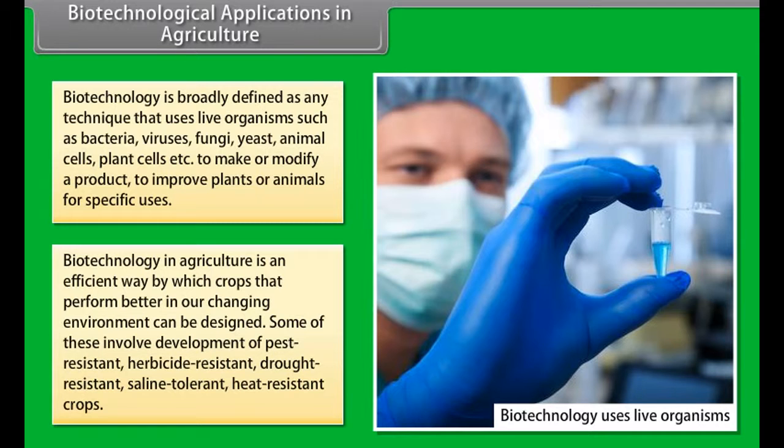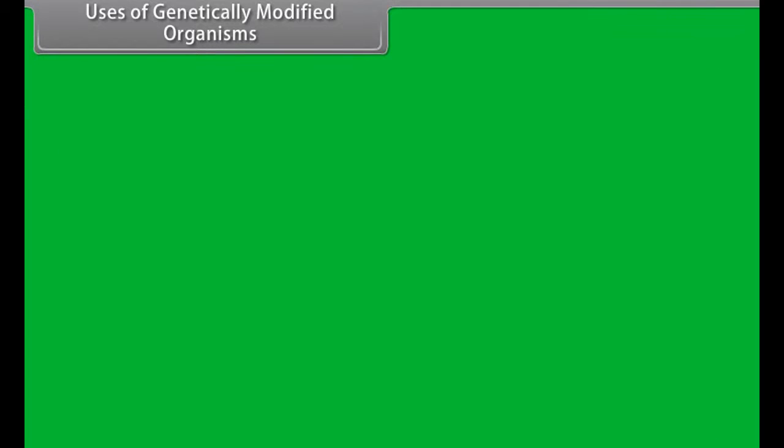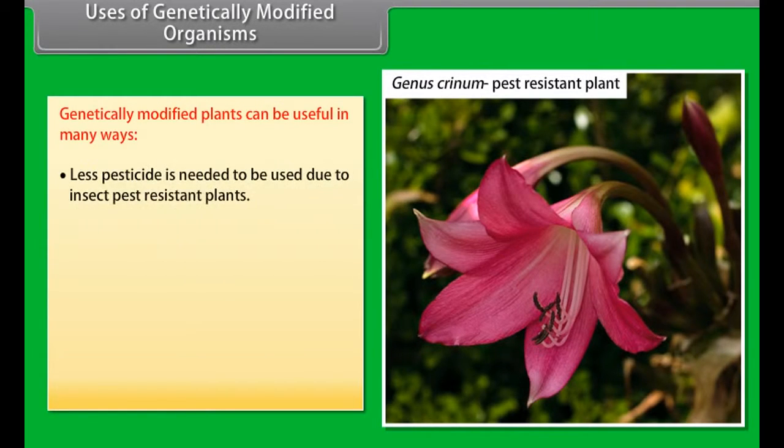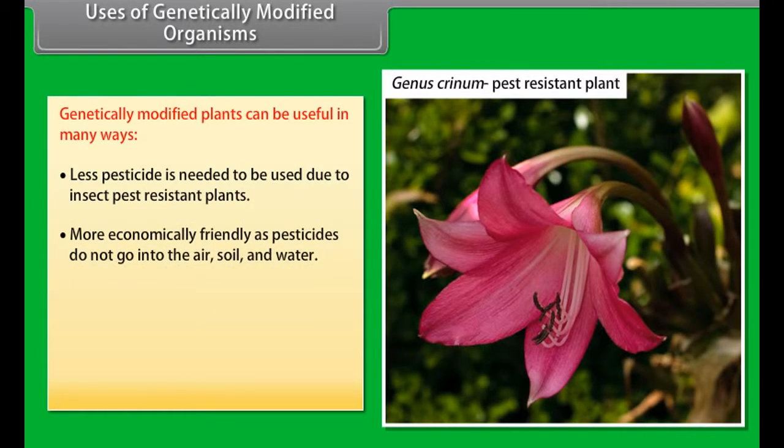Some of these involve development of pest-resistant, herbicide-resistant, drought-resistant, saline-tolerant, heat-resistant crops. When a gene from one organism is purposely moved to improve or change another organism in a laboratory, the result is a genetically modified organism, GMO. Uses of genetically modified organisms.